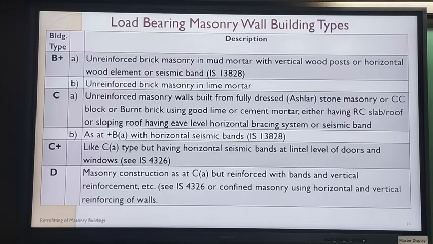Then you have B plus: unreinforced brick masonry in mud mortar with vertical wood posts and horizontal timber elements, which are mentioned in IS 13828. That is definitely better than what we had in category B. Then we move to C, C plus, and D. D is the best, with all the bands and vertical reinforcement and diagonals in the roofs, so obviously it will have the highest resistance to disasters. It's a little difficult to remember, but from A to D we move into better and better quality buildings in terms of earthquake resilience.